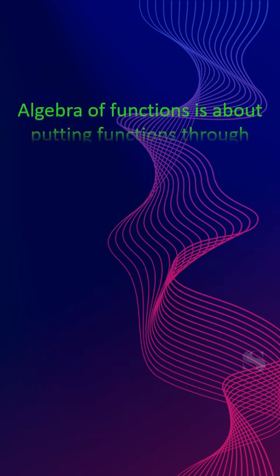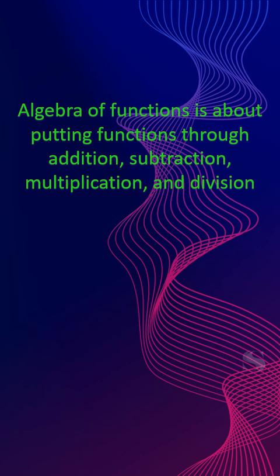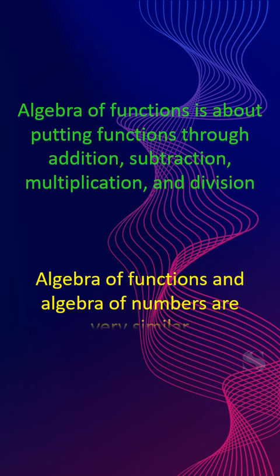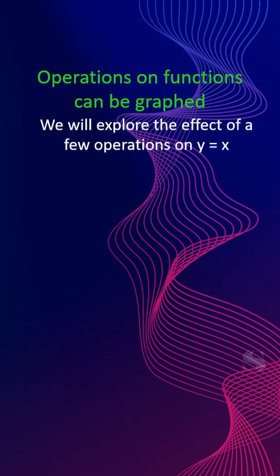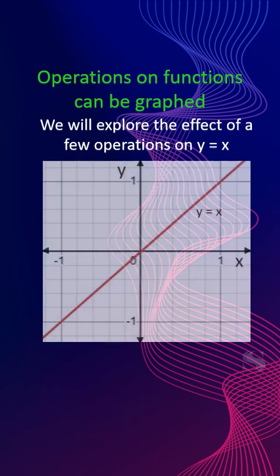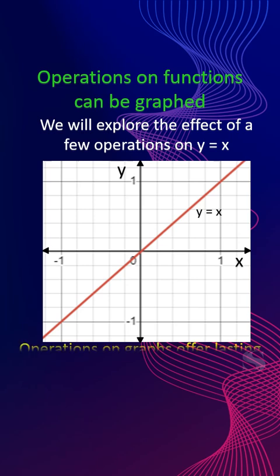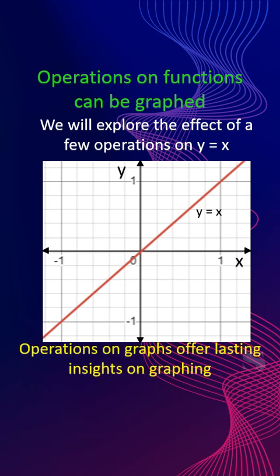Algebra of functions is about putting functions through addition, subtraction, multiplication, and division. Algebra of functions and algebra of numbers are very similar. Interestingly, the operations on functions can be graphed. To be true, it makes real sense to see the effect of operations on graphs, with far more clarity and insight into the basic change introduced by the operations. Also, rather than showing how to graph functions, which is essentially a mechanical process of finding ordered pairs x and f of x, we better explore how graphs change due to operations on them.